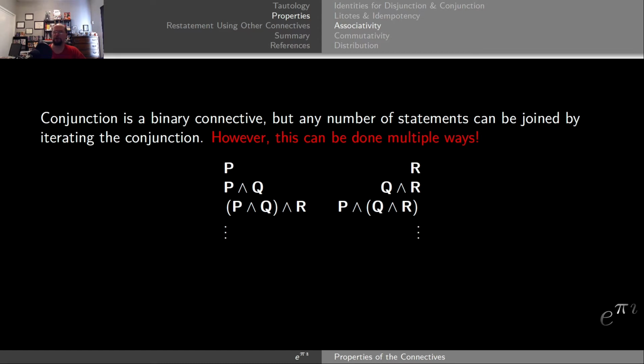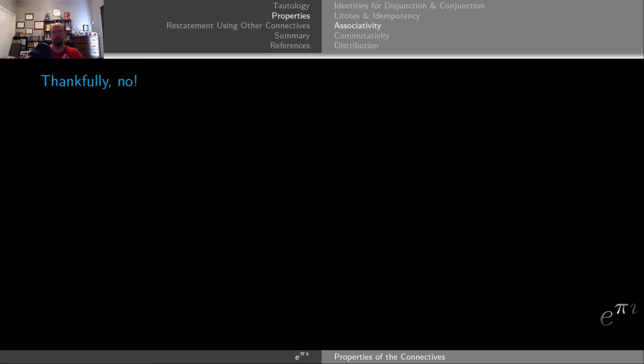And the important question here is, do the groupings make a difference? The parentheses essentially imply a higher order of operations, that here the P and Q would happen first and the R second. Over here the Q and R would happen first and the P second. So does the order of those evaluations matter, or can I drop the parentheses completely? Thankfully, no. The grouping of the conjunctions does not matter.